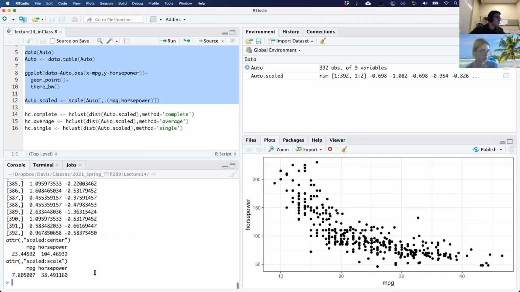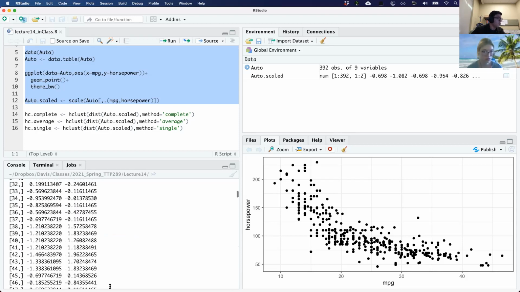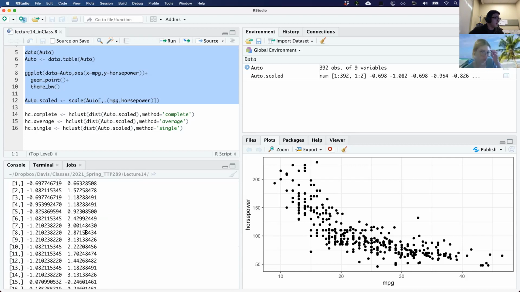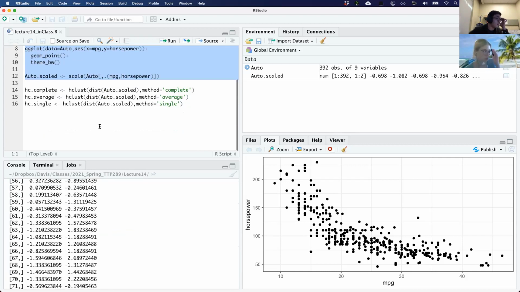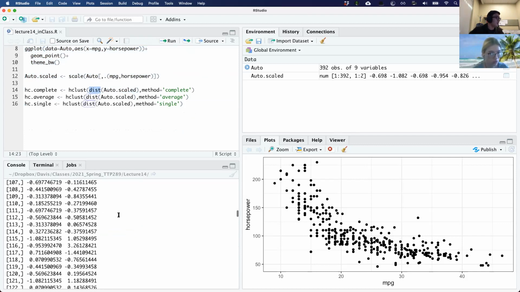Auto.scaled. So here's the scaled, or essentially the normalized version of my 2 variables, so that the distances will all be relatively the same across these two variables. And then what I'm actually passing into hclust is not that. I'm actually passing a distance matrix, which you generate with this function called dist.